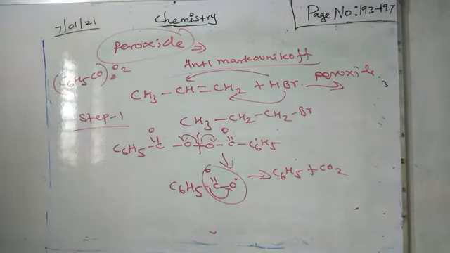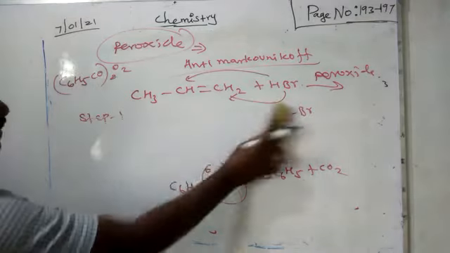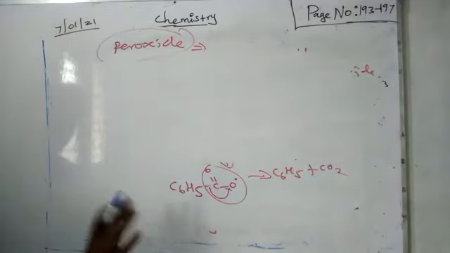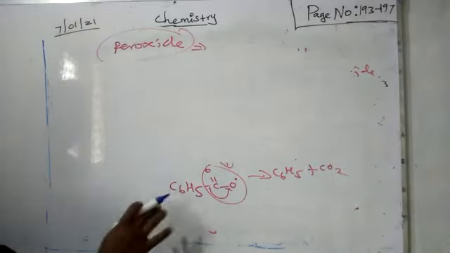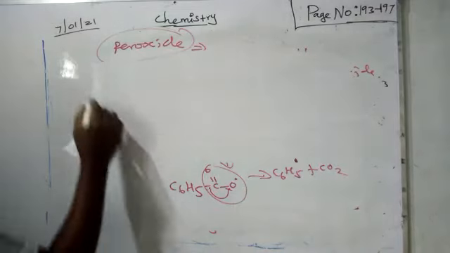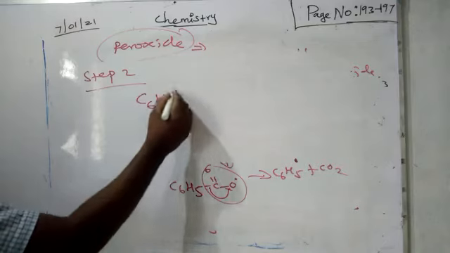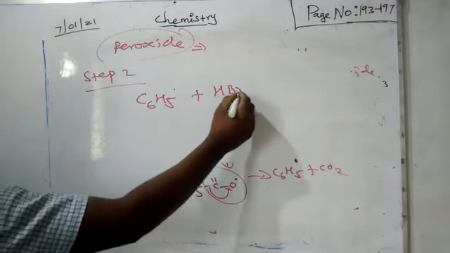So by using this phenyl group, we can bring an attack on the carbon-carbon double bond. Now only that C6H5 dot, that phenyl free radical group, is added with HBr. So we have seen step 1, how the peroxide undergoes the free radical mechanism. In step 2, this free radical will react with HBr.